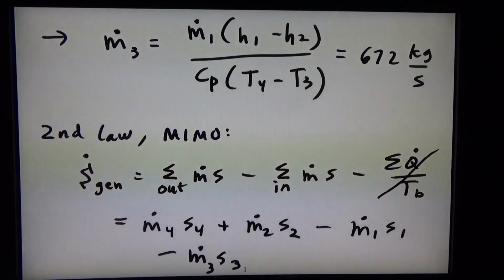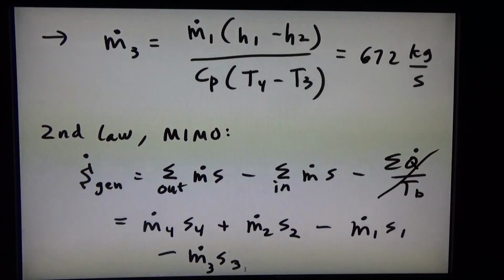Alright, so we'll have to do some simplification here. We can use the fact that m dot 1 is the same as m dot 2. Sorry, I got that backwards. M dot 3 is the same as m dot 4. So we can write entropy generation rate is equal to, we have m dot 4, which is really m dot 3 times S4 minus S3.